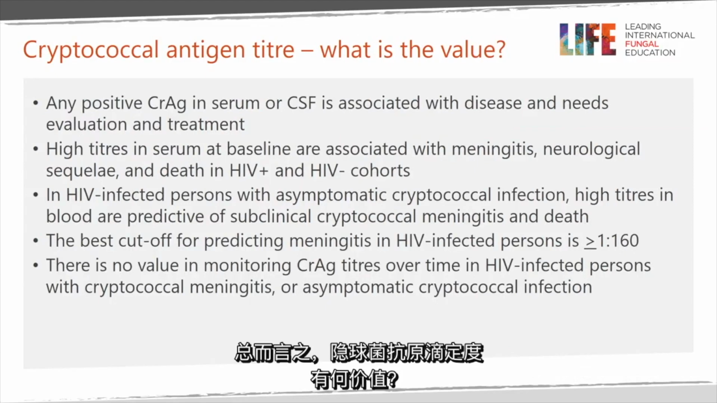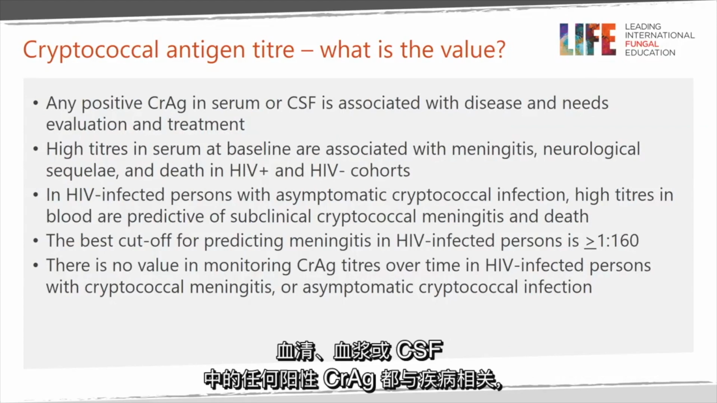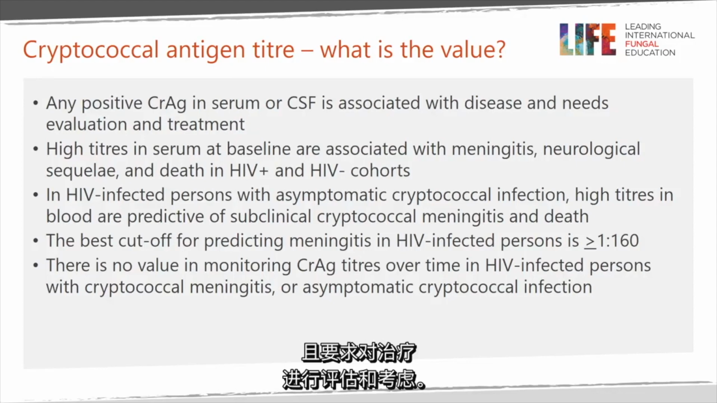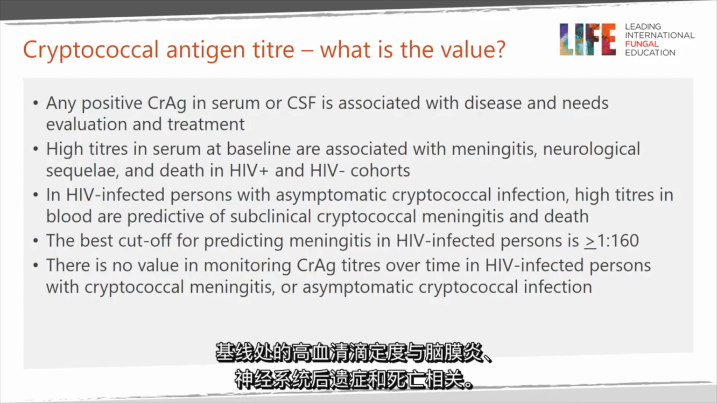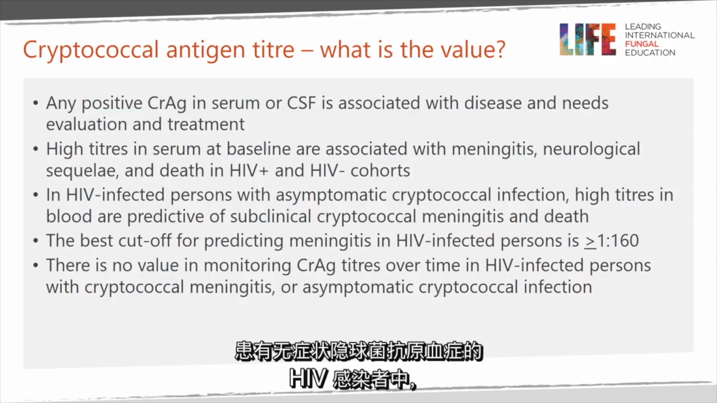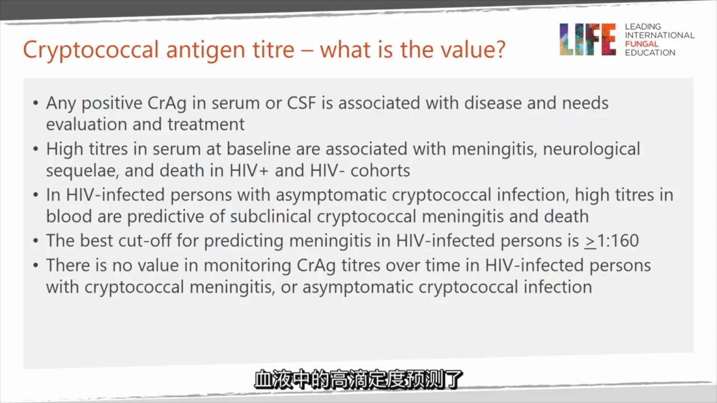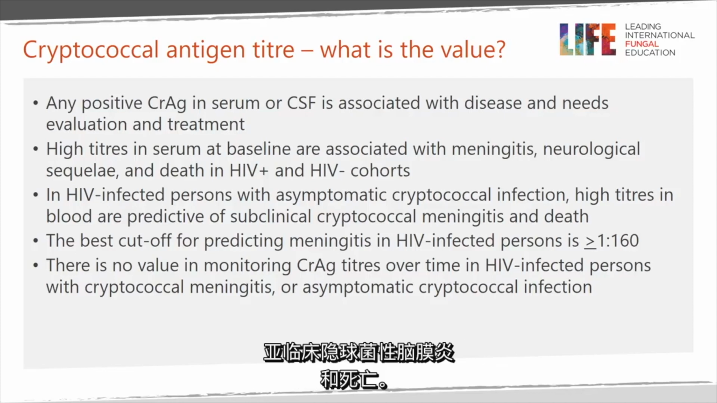To summarize, what is the value of cryptococcal antigen titers? Any positive CrAg in the serum, plasma, or CSF is associated with disease and needs evaluation and consideration of treatment. High titers in the serum at baseline are associated with meningitis, neurologic sequelae, and death in both HIV-infected and HIV-uninfected cohorts. In HIV-infected persons with asymptomatic cryptococcal antigenemia, high titers in the blood are predictive of subclinical meningitis and death.